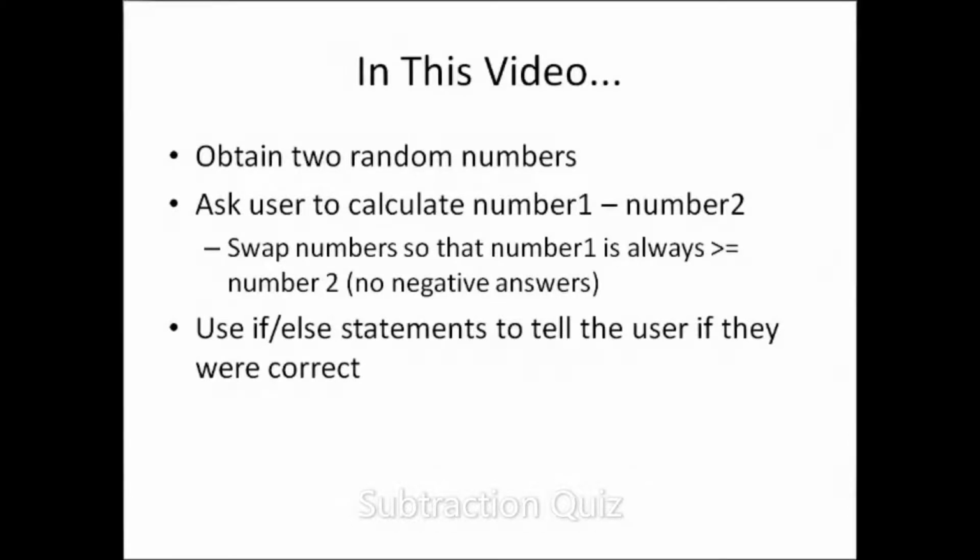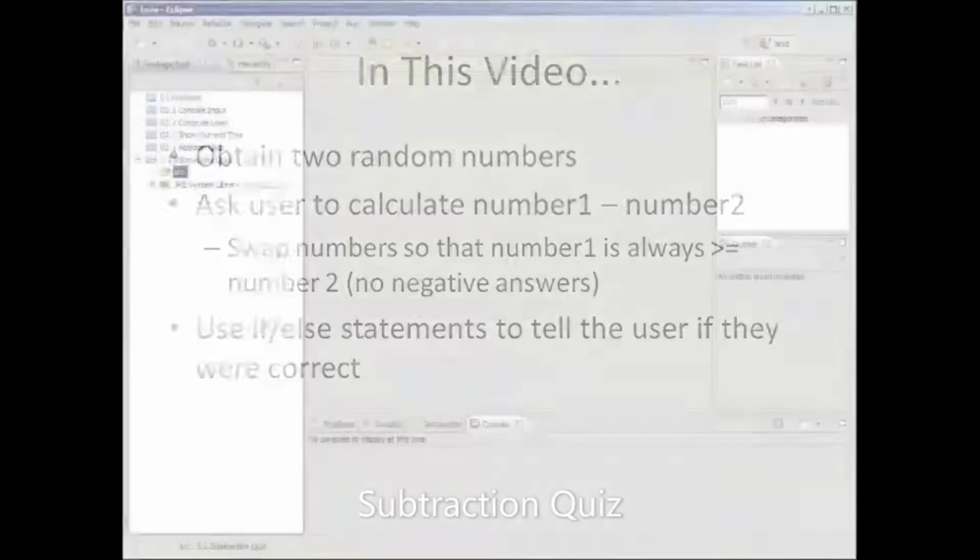We're going to swap the numbers so that number 1 is always greater than or equal to number 2, and the reason we're going to do that is so we don't get any negative answers. And we're going to use if-else statements to tell the user if they were correct. So let's head over into Eclipse.